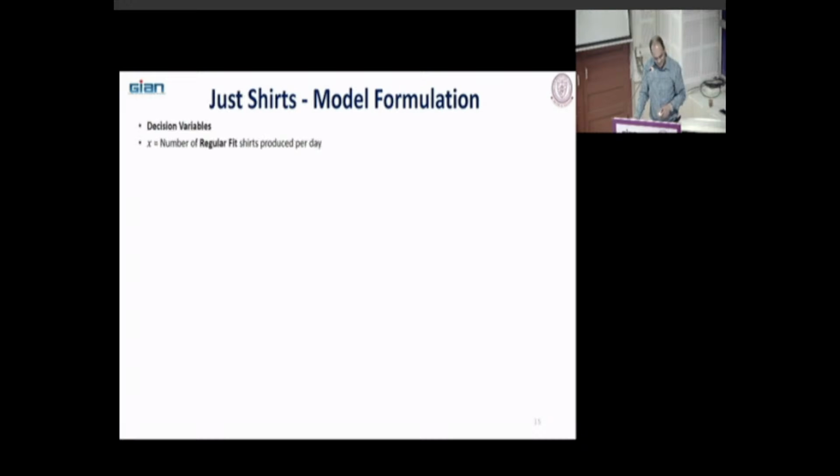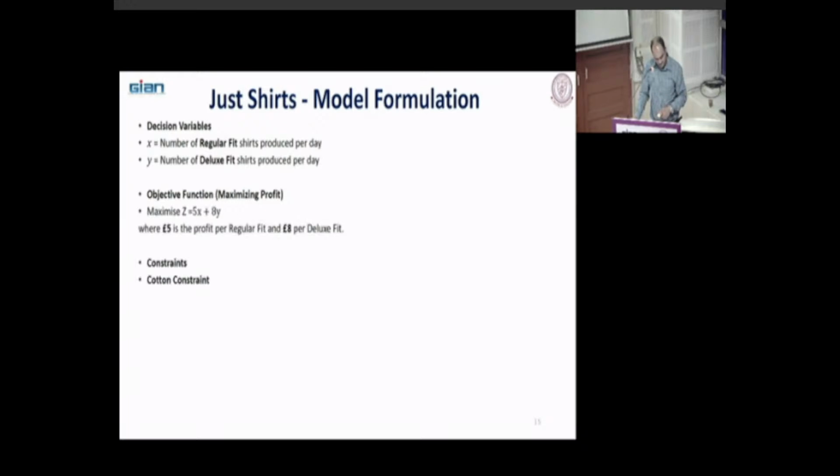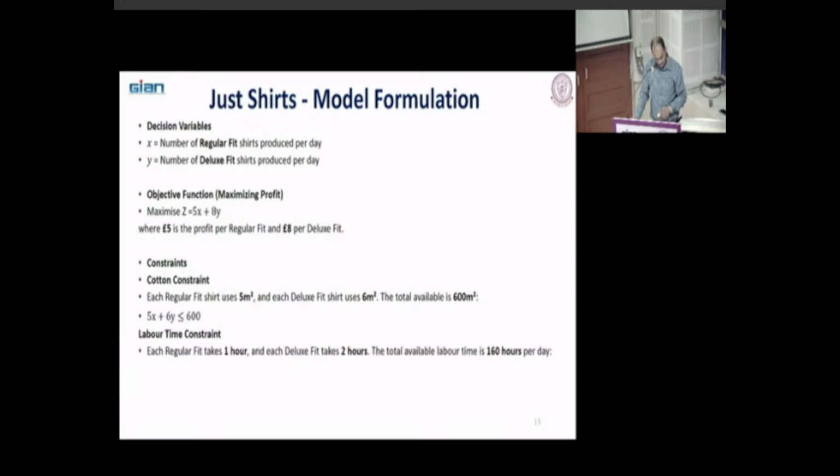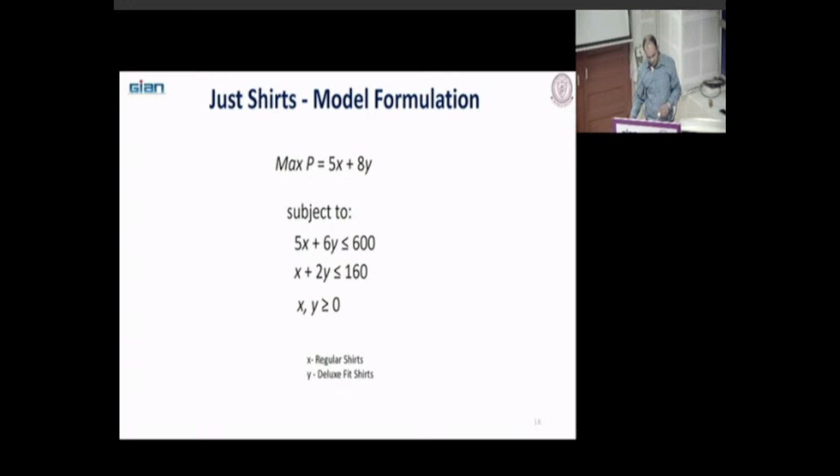Okay. So decision variables: x number of regular shirts, y number of deluxe shirts produced per day. Objective function, maximizing profit, 5x plus 8y. Then constraints: cotton constraint, 5x plus 6y less than or equal to 600. Labor, 1 hour and 2 hours, x plus 2y less than or equal to 160. Non-negativity constraint: greater than or equal to 0. So this is your model.